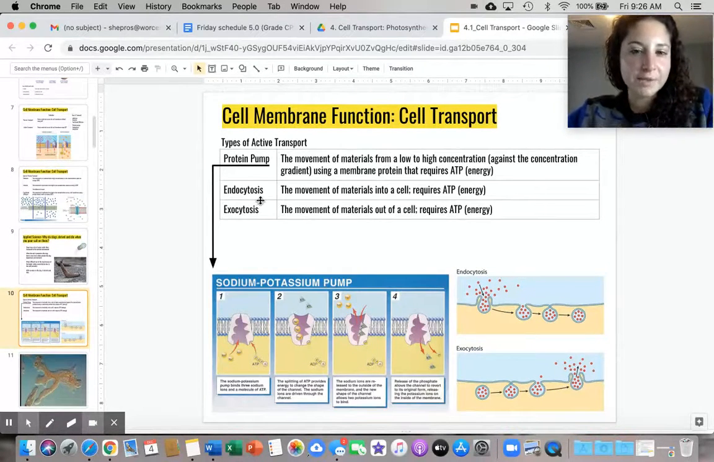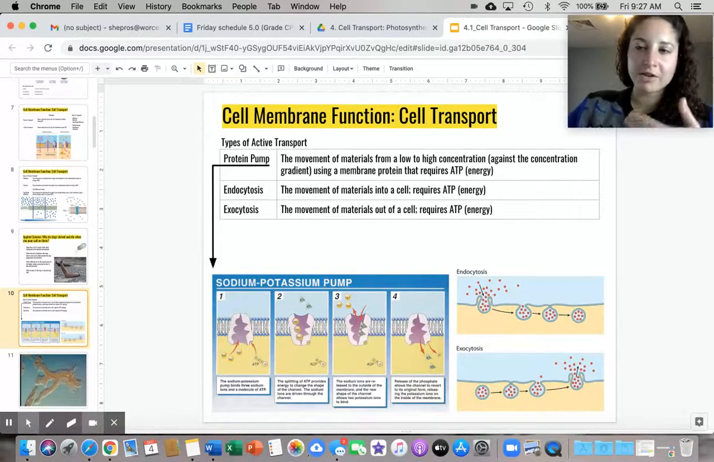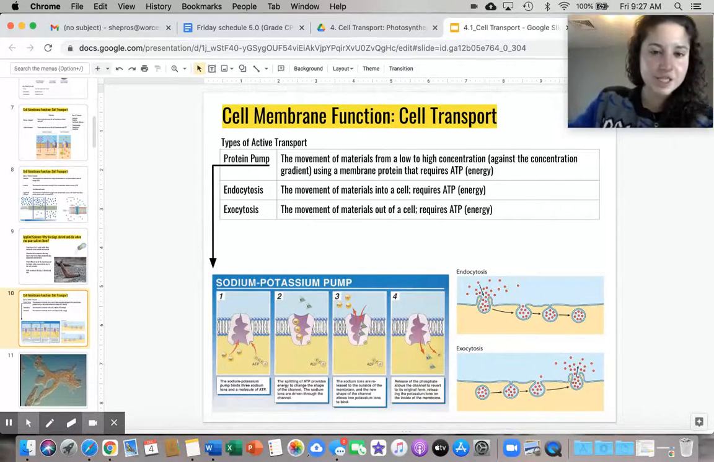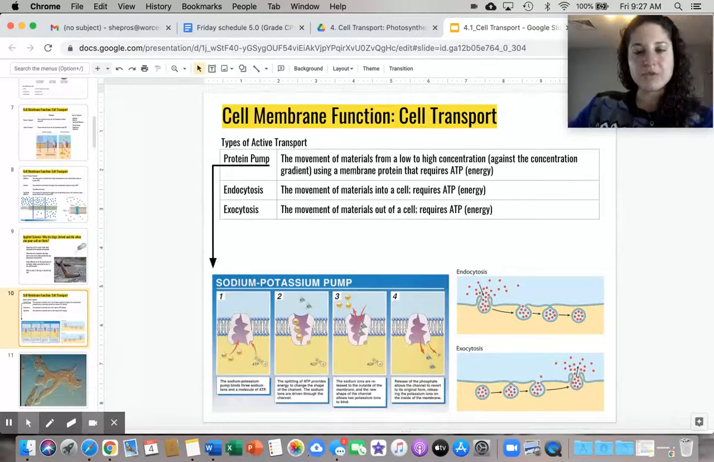The other two types of active transport are slightly different. They are called endocytosis and exocytosis. So remember, cyte, CYT, is a root. It is talking about the cell, which makes sense. We're talking about cell transport. Endo means to enter, to move inside of. Exo means to exit, to move outside of.